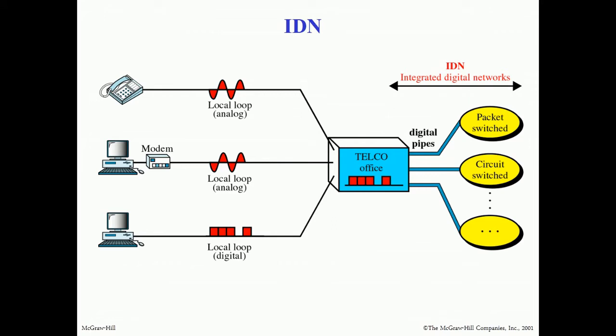This is the IDN, Integrated Digital Network. In this diagram it is shown how it works and how the office is connected to the various packet switch and circuit switch networks through digital pipes, and how this telco office is connected with the local loop. There are some analog local loops and digital local loops to the computer, to the modem, or to the base phone. How it is connected is shown in the figure.